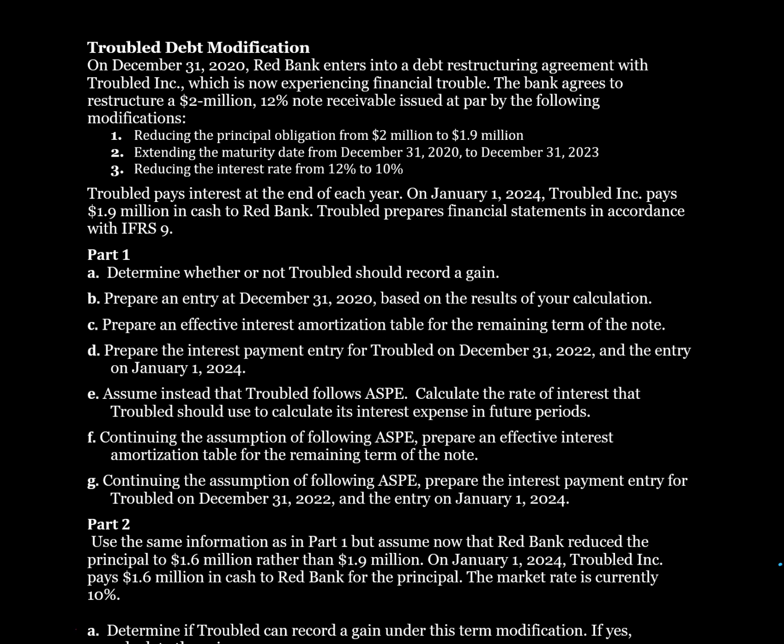Troubled pays interest at the end of each year. On January 1st, 2024, Troubled Inc. pays $1.9 million in cash to Red Bank. Troubled prepares financial statements in accordance with IFRS 9.